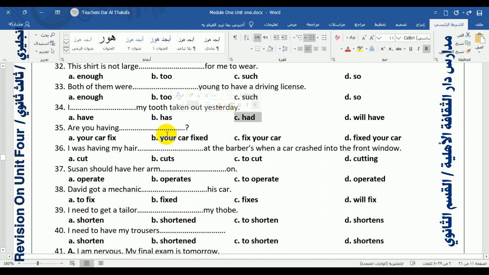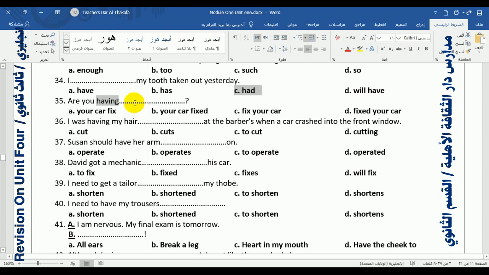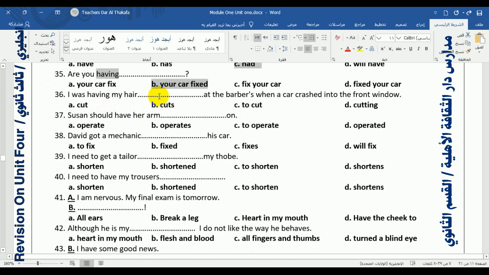Are you having، عندي having، ايه بقي لي المفعول وبقي لي verb 3: your car fixed ولا your car fixed؟ Which one? Yes, your car fixed. I was having my hair، ده المفعول، بقي لي verb 3: cut ولا cuts ولا to cut ولا cutting? Yes, it's cut, verb 3. كنت بحلق شعري at the barber's when a car crashed into the front window.